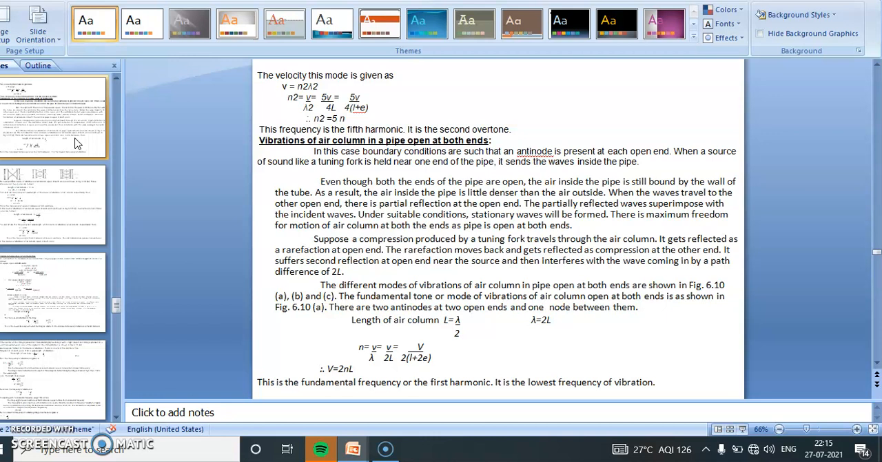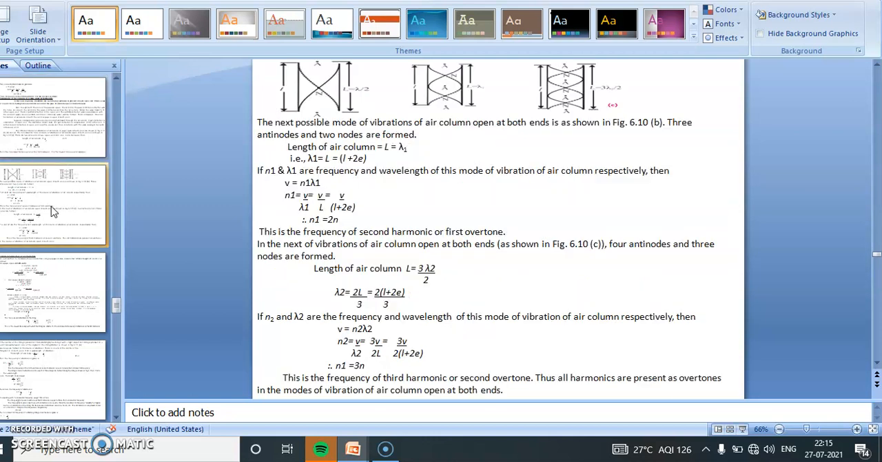Put the L as L plus twice e because both ends are open. So here capital L is equal to small l plus twice e. Okay, then here we get v is equal to twice n L. This is the fundamental frequency or the first harmonic. It is the lowest frequency of vibrations. See this figure. Both are antinodes and between them is one node. And the length of the air column is equal to lambda by 2.